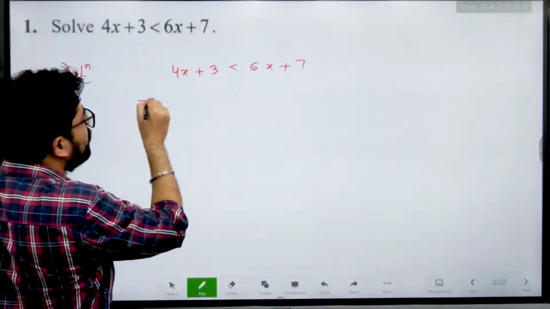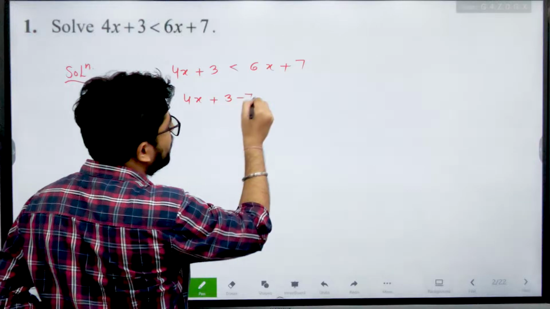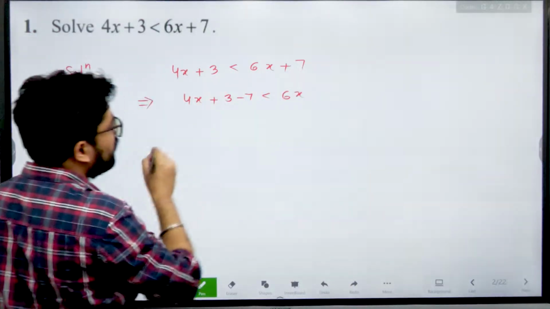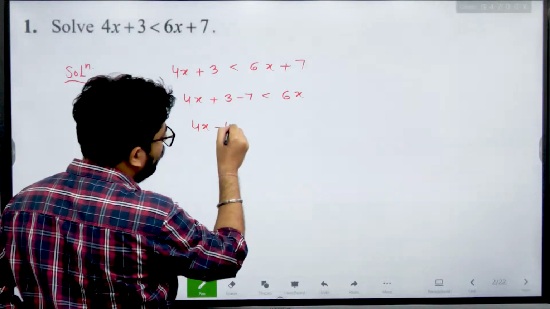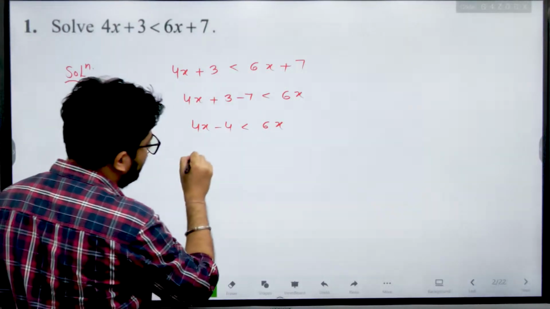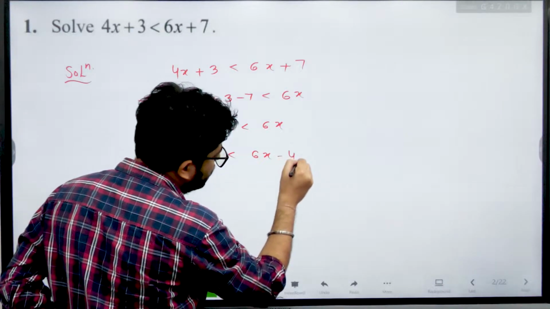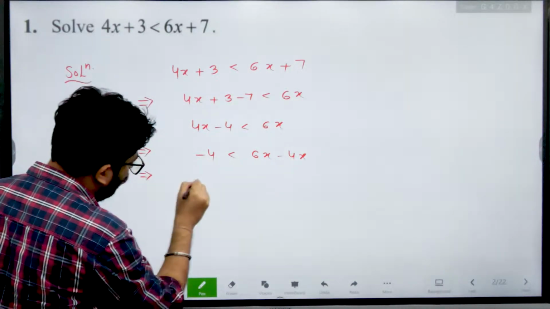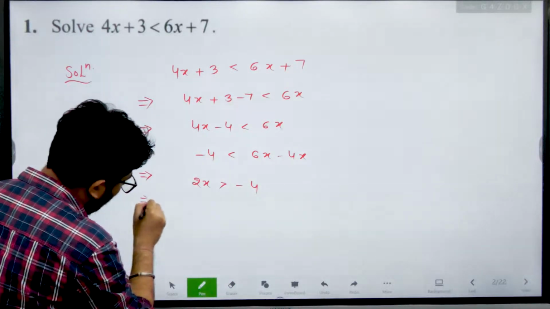Okay, so subtract 7 from both the sides, inequality remains same and you will get this thing less than 6x. So this thing is what? This thing is 4x minus 4 less than 6x. Now subtract 4x from both the sides, you will get minus 4 less than 6x minus 4x. So from here you can say 2x greater than minus 4. Now divide by 2.